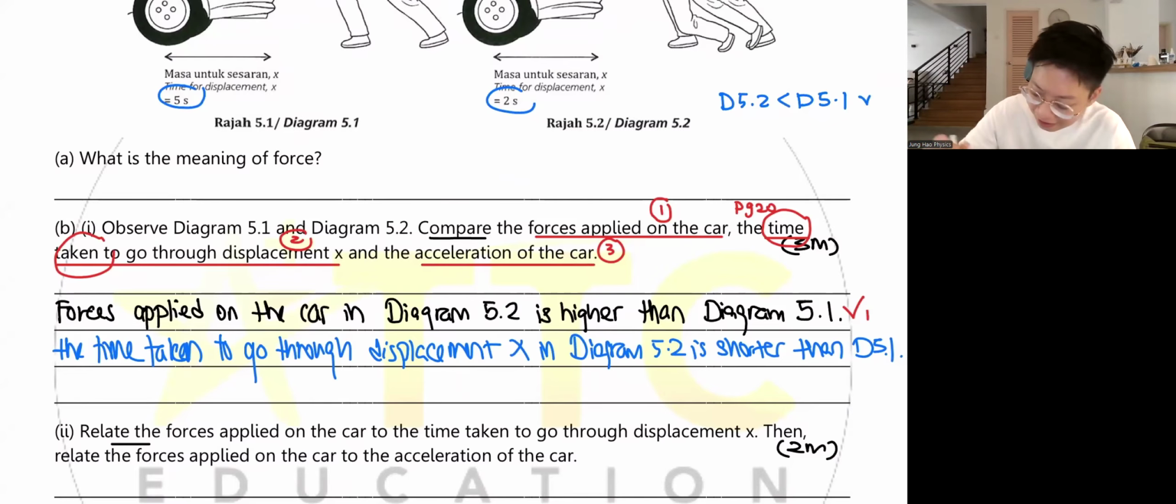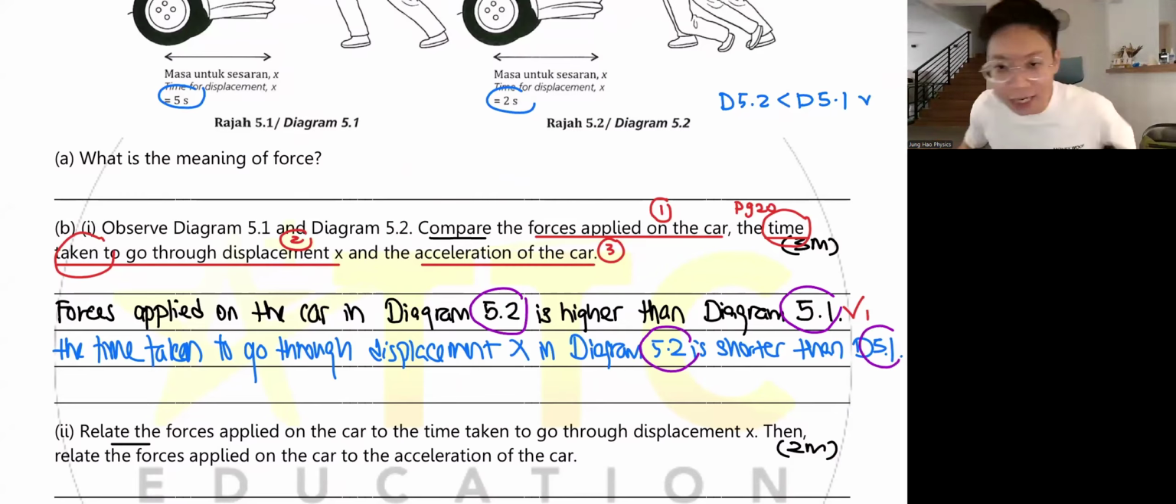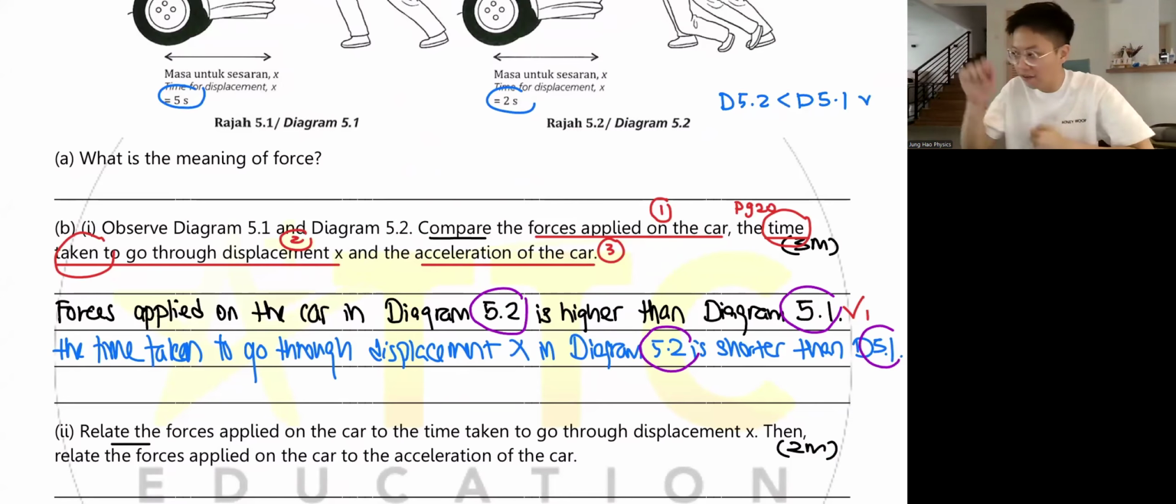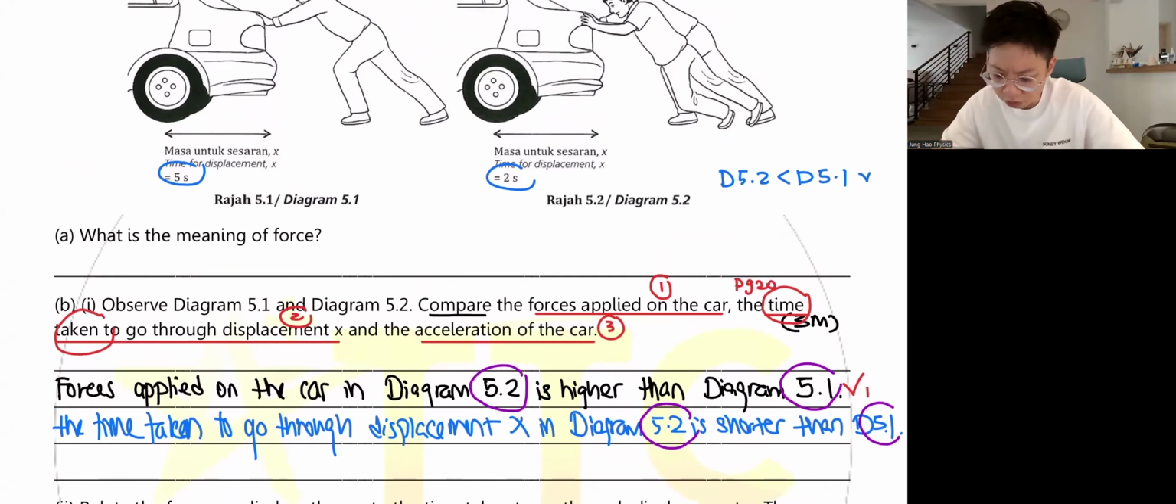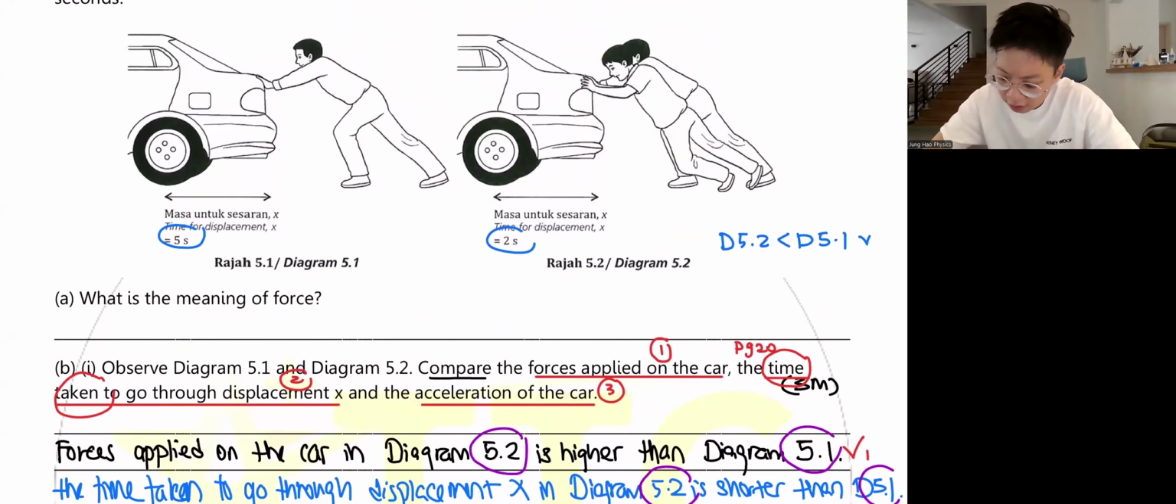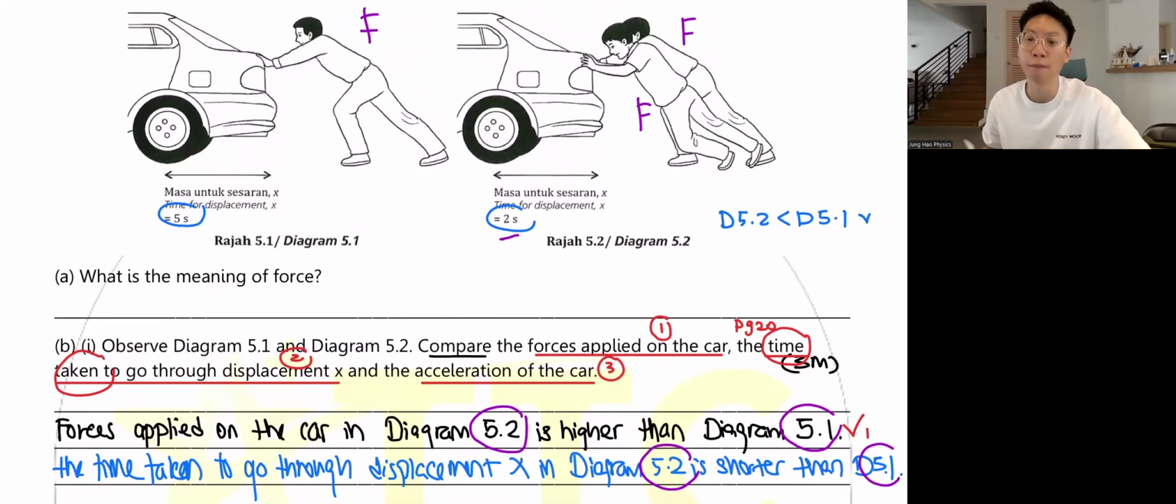If I write 5.1, 5.2, I will try to standardize my answer to always be 5.2 first, then 5.1. 5.2 shorter than 5.1. 5.2 higher than 5.1. Don't mix, like the first one you write 5.2 in front, then the next one you write 5.1 in front. The person who marks has a headache, you know. Now I look at 5.2. So 5.2 is higher force because this one is FF, this one is F only. So higher force, then the time shorter. So please try to standardize. If you write 5.2 first, then you put 5.2.